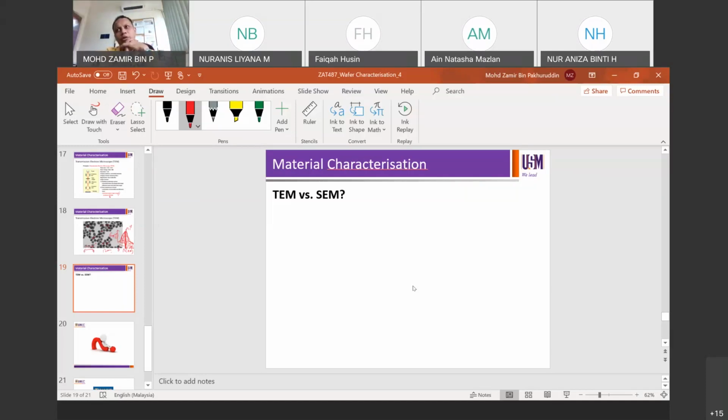If you bring your sample for characterization at a lab, for example, for SEM you might get, I don't know, $150 to $200 to characterize one sample. For TM you might be charged $400, $500 per sample. So it'll be at least double. So that shows the cost of the equipment itself, right? Maintenance, don't talk about maintenance. Maintenance is a lot more costly.